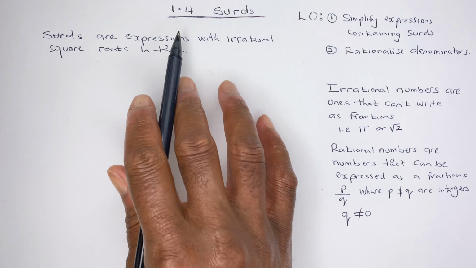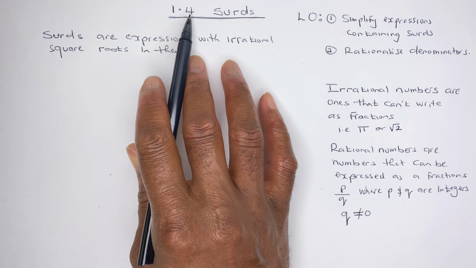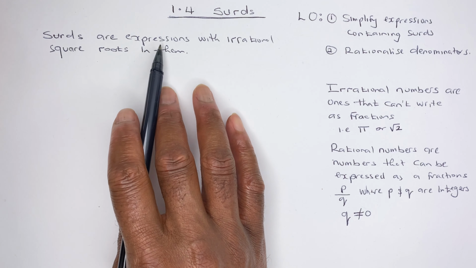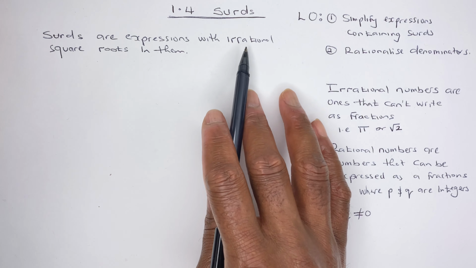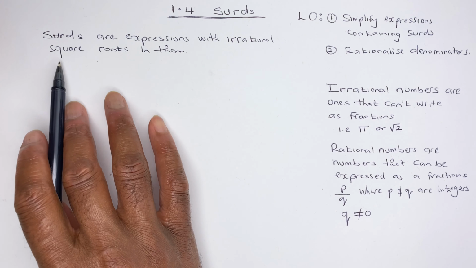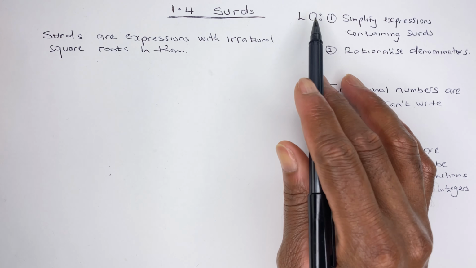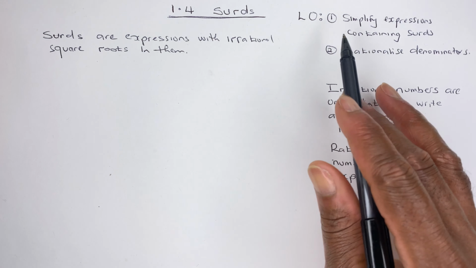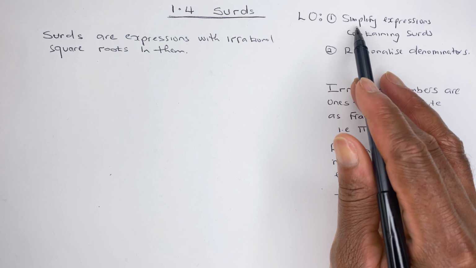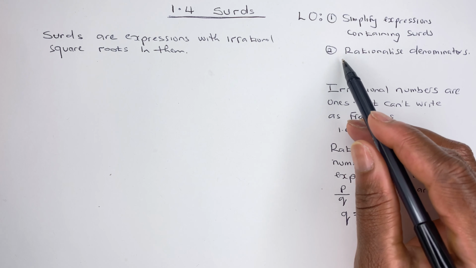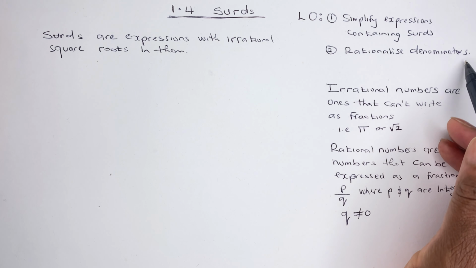Surds 1.4. Surds are expressions with irrational square roots in them. So the lesson objective today is to be able to simplify expressions containing surds and rationalize denominators.